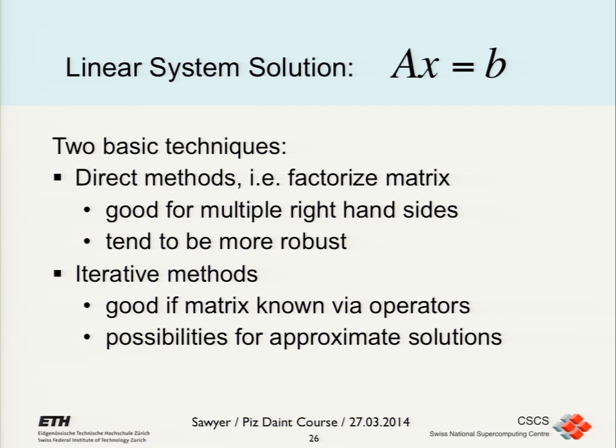And then there are direct methods, which are not unlike the LU decomposition, right? Which try to factorize the matrix. And that's very good if you have multiple right-hand sides, because you do this factorization step of the sparse matrix, and then you can use that factorization again and again and again for multiple right-hand sides. These tend to be more robust, these direct solvers. These iterative methods might not actually converge to a real solution.